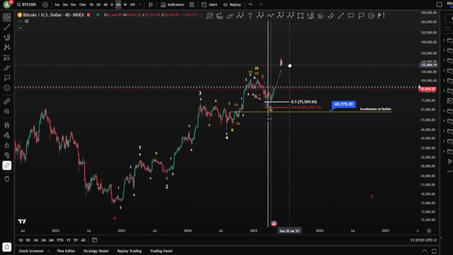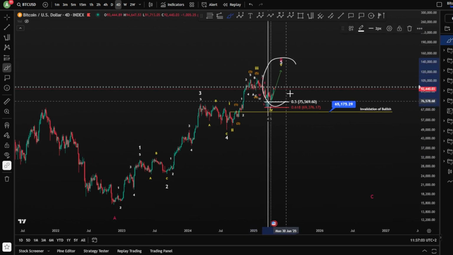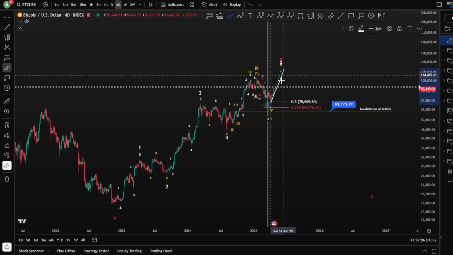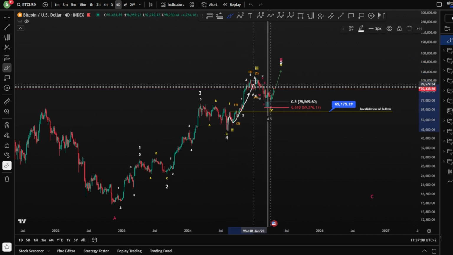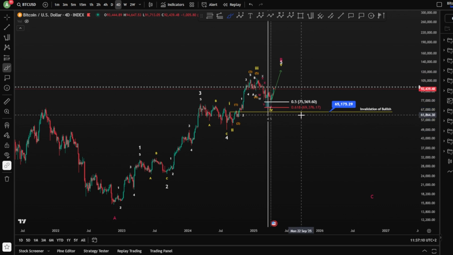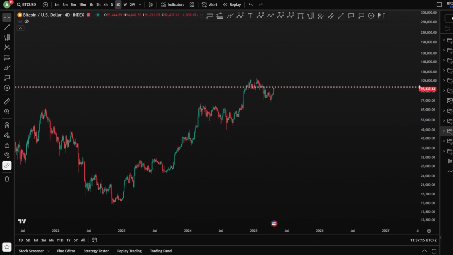Your bullish scenario can be, of course, taking the all-time high with only wave 5 in the yellow scenario that you have here. 1, 2, 3, 4, 5. No moon boys here. Let's move to the bearish scenario.